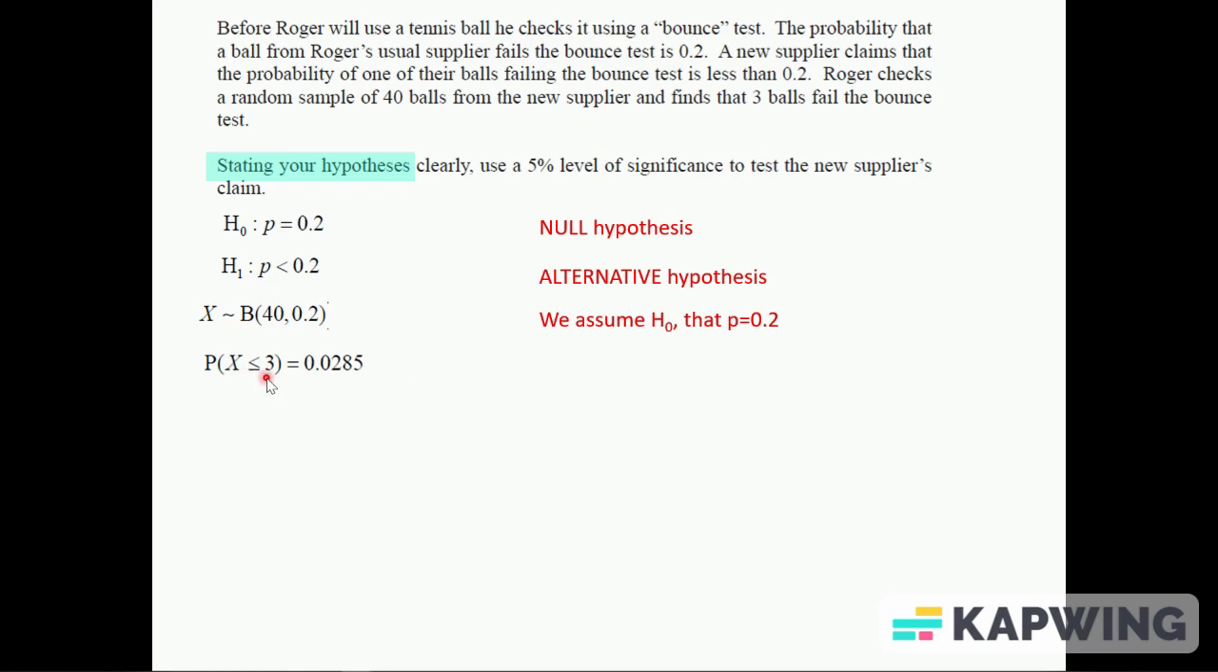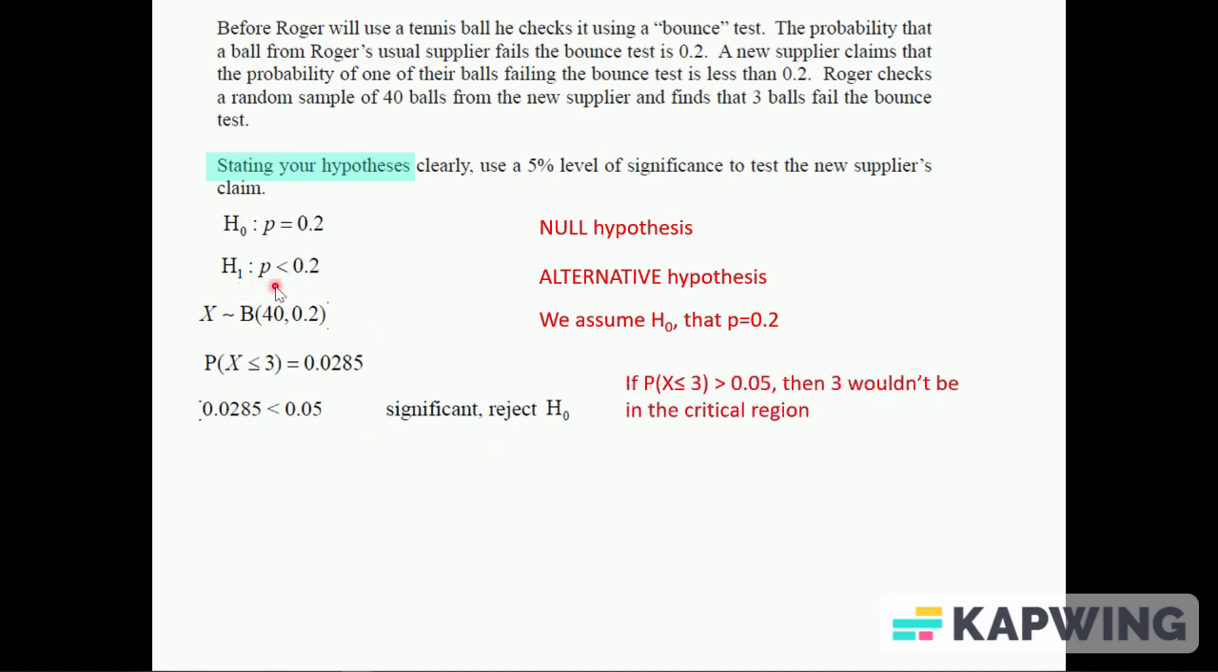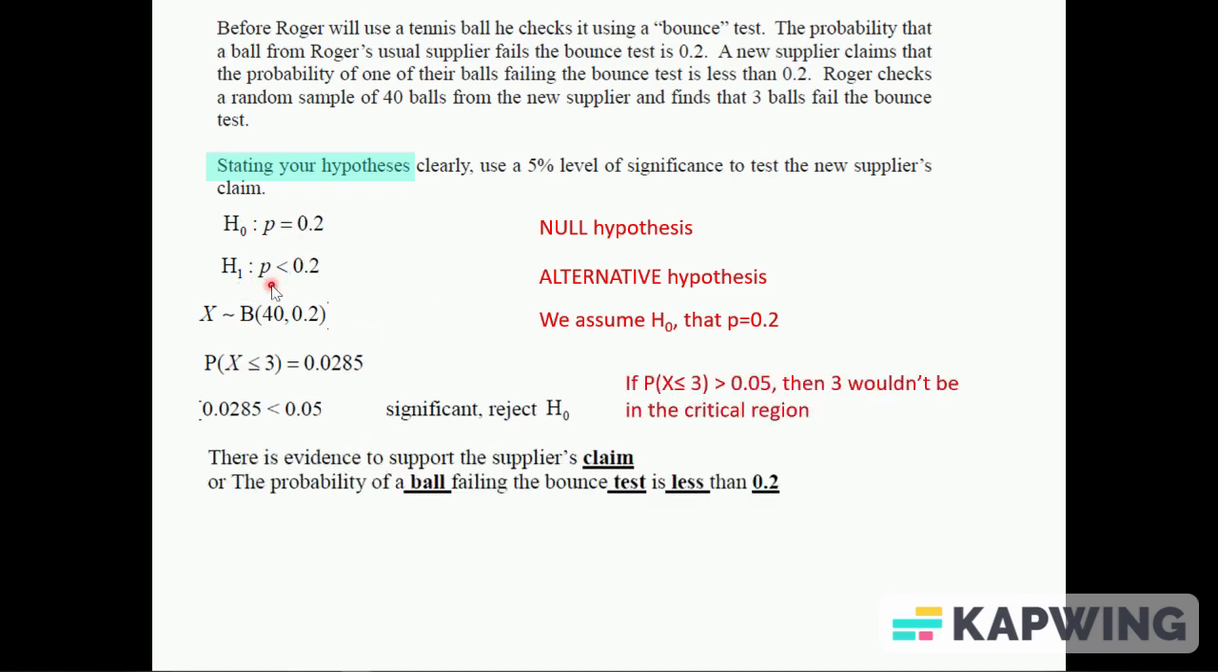But the chance of getting 3 or less is lower than 0.05, our significance level. So we think it is significant. We're going to reject H0, and yes, the supplier looks like the supplier's right. The probability of a ball failing the bounce test is less than 0.2.